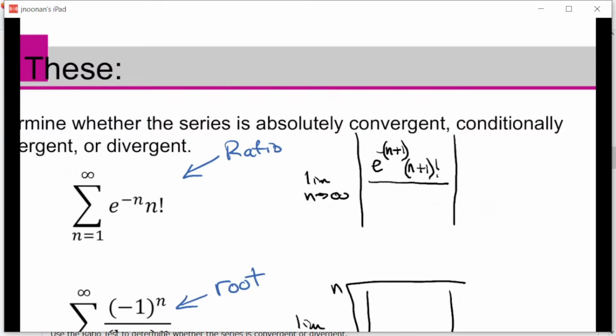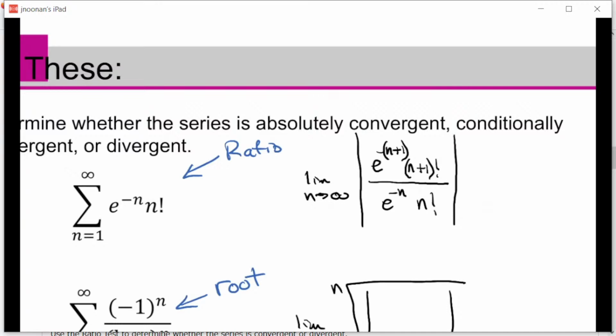Pearson, what goes on the bottom of this thing? E to the negative n times n factorial. Excellent. All right, so there's the starting point there. If you didn't start there, then take a minute and see if you can finish it up from there.